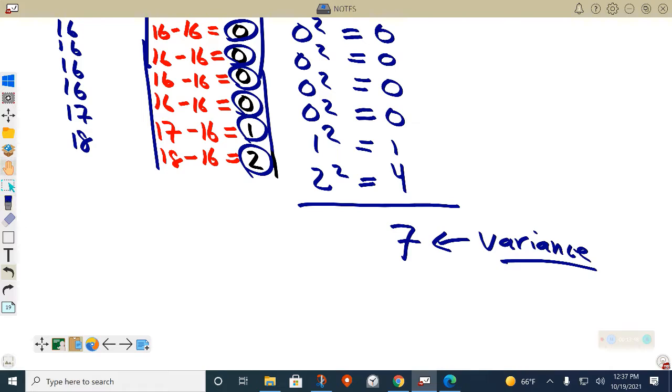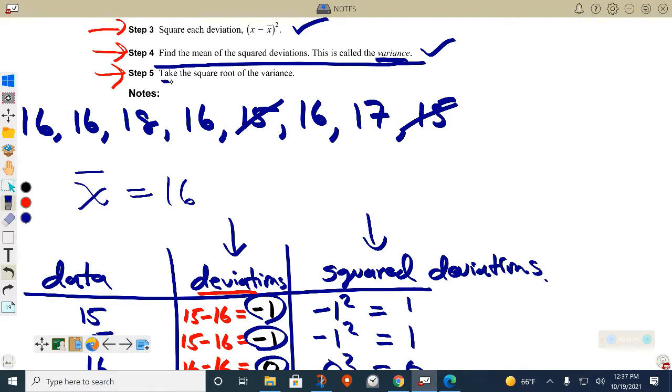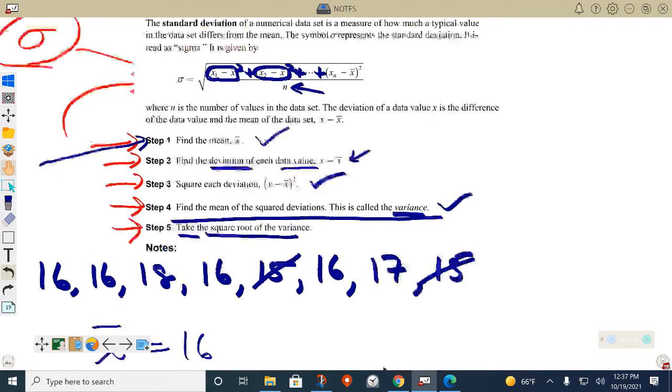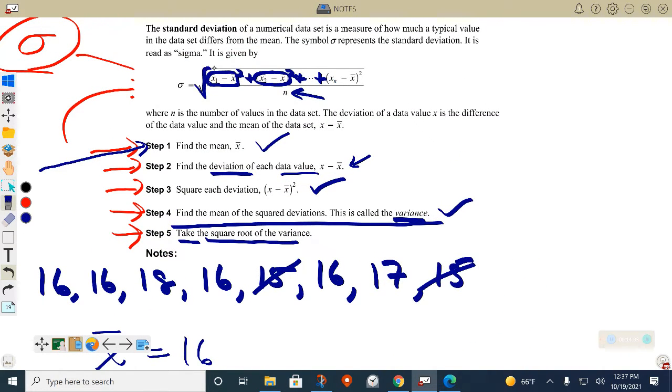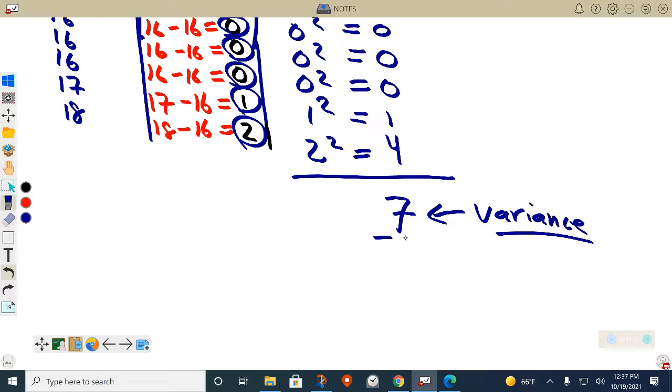Step 5. Take the square root of the variance, which is why that nasty, nasty formula has a square root. I'm going to square root the whole shebang. Look, I've added all the squared deviations on top for the numerator. I'm dividing now by n. You know what? 7 is not the variance. I forgot to divide by n. Forgive me. I forgot to divide by how many students there are.